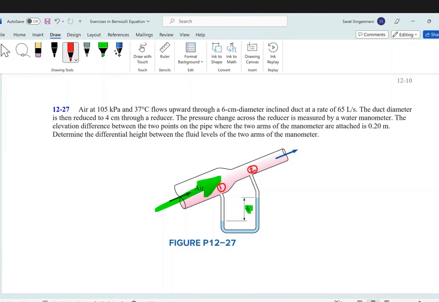In case you have a doubt, the density of water is 1000 kilogram per meter cube, and the density of air, because we are dealing with two fluids here, is equal to 1.180 kilogram per meter cube. If it is not given in this problem, don't worry. If it is given in the exam, you will be given this data.